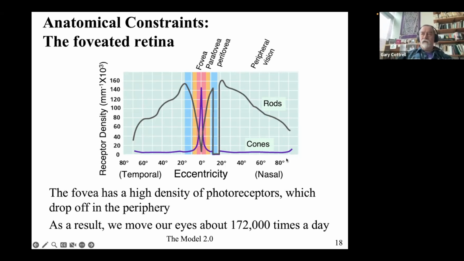Because we can only see high resolution at the size of about a thumbnail at arm's length, we move our eyes a lot. In fact, we move them about 3 times a second. If you pencil that out for 16 hours a day, that comes out to 172,000 times a day. So this is the one decision we make more than any other in our lives: where to look next. It's not as important as who to marry, but it's a much more frequent decision, except maybe for Donald Trump.